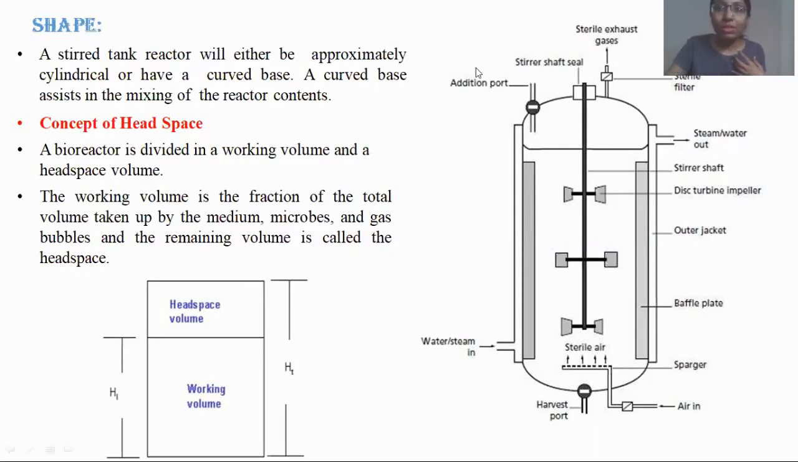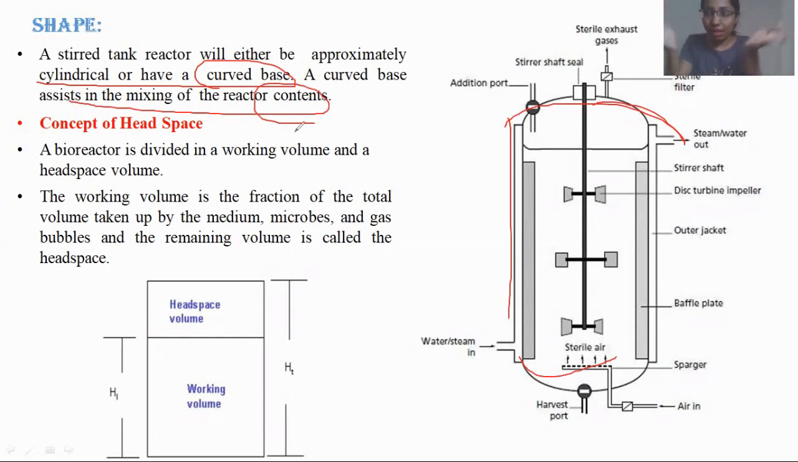So let's talk about the stirred tank reactor. It will be either cylindrical or have a curved base. So you can see this is cylindrical, or curved cylindrical, or you can say the base is curved in shape. Now why so? Because it assists in the mixing of the reactor contents. The curved shape helps in mixing. If the shape is flat, the cells get settled down. That's why we prefer the curved shape, so that the mixing takes place properly.